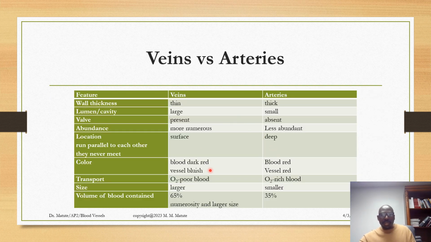This is a good table that summarizes the features of veins and arteries. Here it gives us the feature, then here it is for the veins, and here it's for the arteries. I think it is self-explanatory.